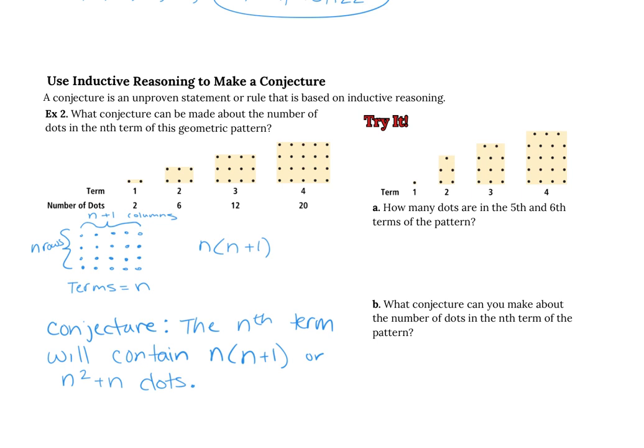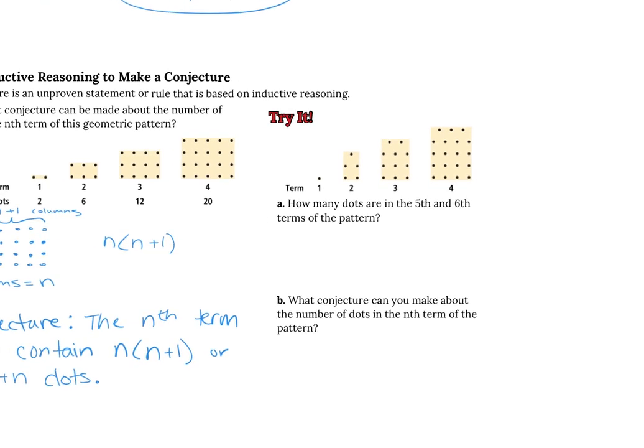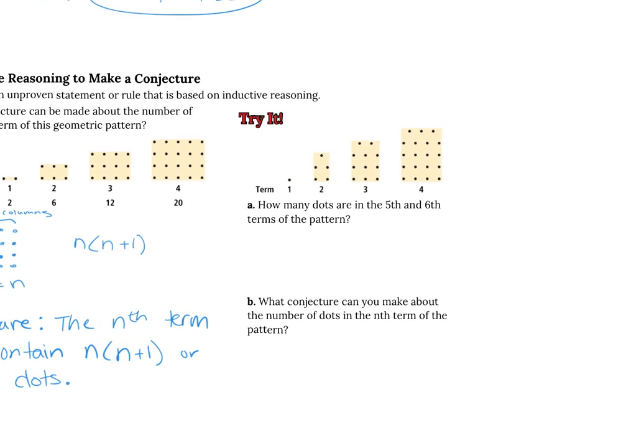All right, our try it. A, how many dots are in the 5th and 6th terms of the pattern? Okay, so this one has a little bit different of a pattern. I can see that I'm finding a square in each of these, and then on top I have 1 less than that square.